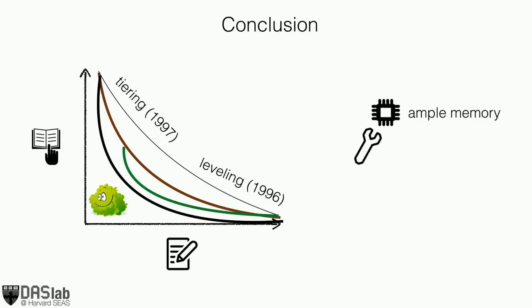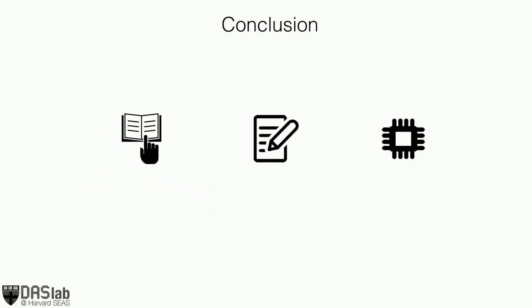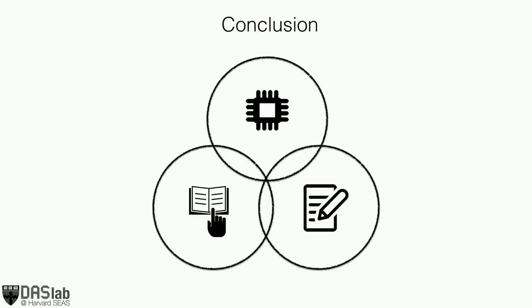So the key lesson is I think that we need to think about these three metrics, read cost, write cost, and the amount of main memory. We need to think about them together. In particular, given a requirement on any two of them, the question is, what is the best that you can do with respect to the third one? And that seems to be a still open problem. Like, what is the fundamentally best that you can achieve?